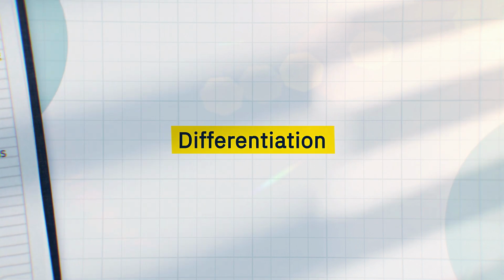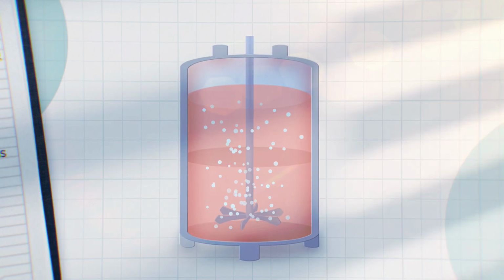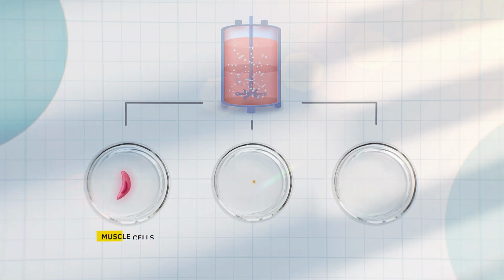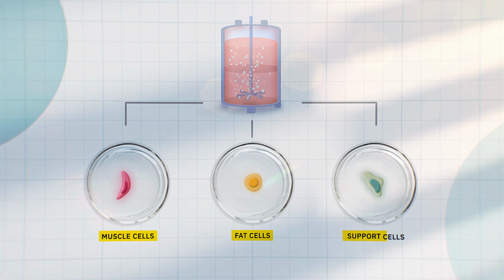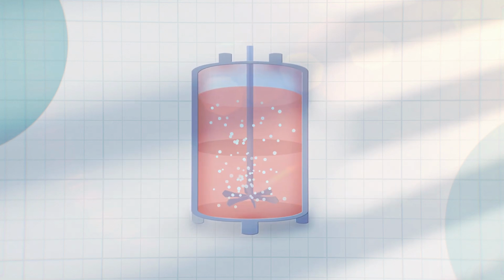Differentiation. Once proliferation is complete, the cells may be induced into a differentiation phase, which results in the establishment of cell types such as muscle cells, fat cells, and other support cells that make up the final product. This process can be triggered, for example, by changing the culture media.